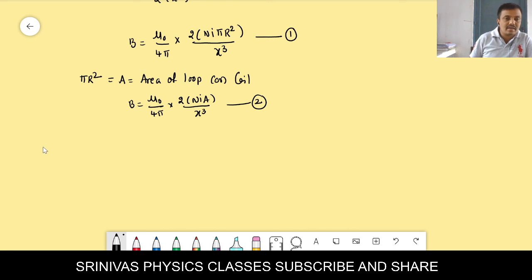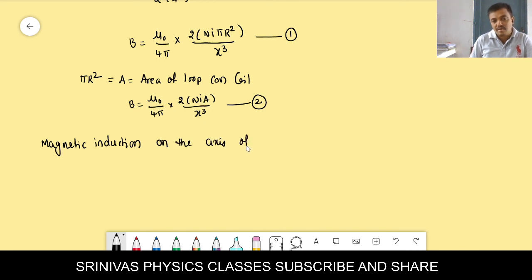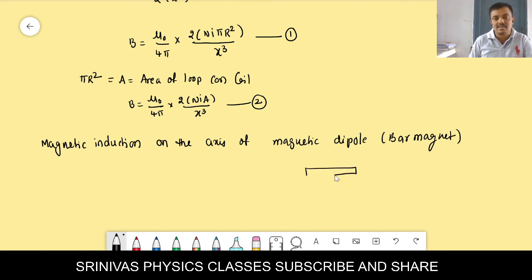But what is the magnetic induction on the axis of a bar magnet? A bar magnet also generates a magnetic field. Magnetic induction on the axis of a magnetic dipole. What is a magnetic dipole? The bar magnet itself is called a magnetic dipole. What is the formula for the magnetic induction on the axis of a magnetic dipole?